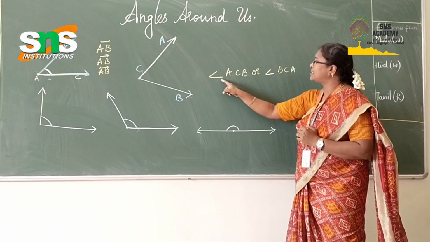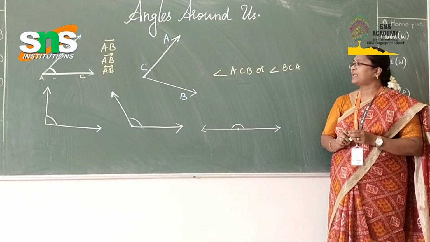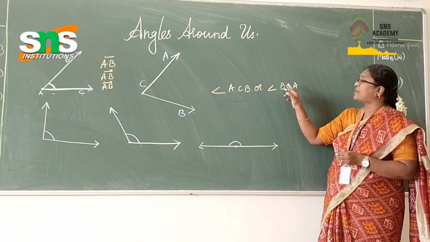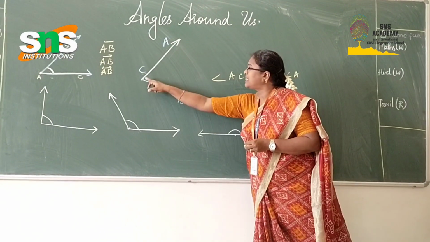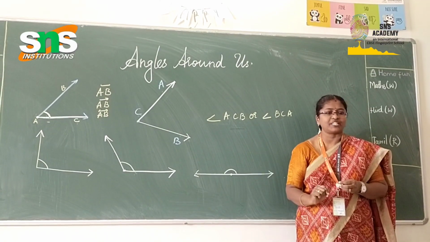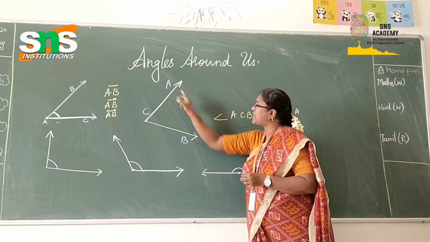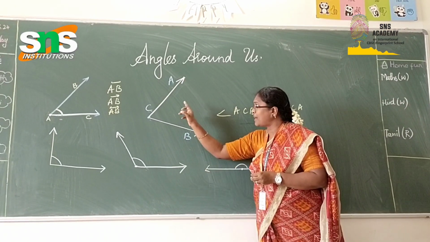So children, look here. Why can't we name it as ABC? Look here, ABC. Is it forming an angle? No, ma'am. She has asked me a right question. She is asking me why can't we name it as ABC. Is it forming an angle, children? No, ma'am.